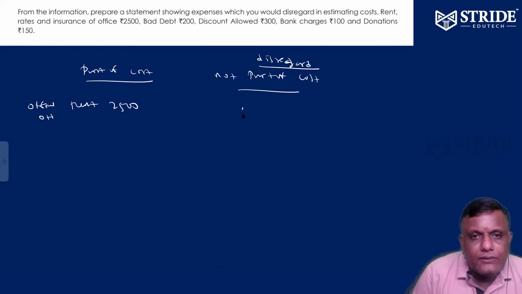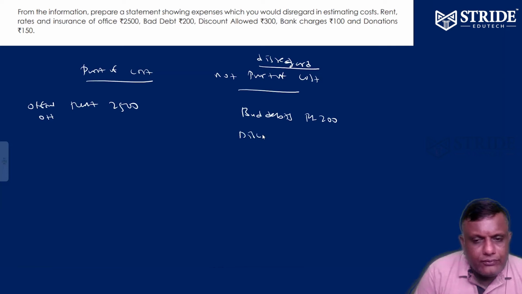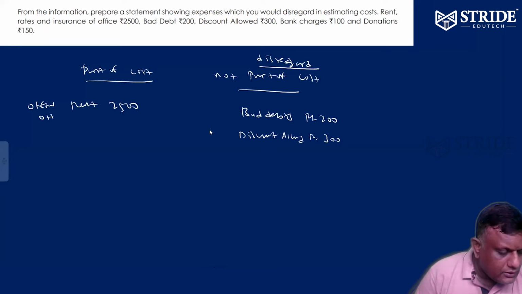Any bad debts? Sorry, there are two opinions. Now we can take it's not a part of cost. Rupees 200. There are some people who say bad debts and discount allowed are not part of cost. You can assume it is not a part of cost. 300. Next one.